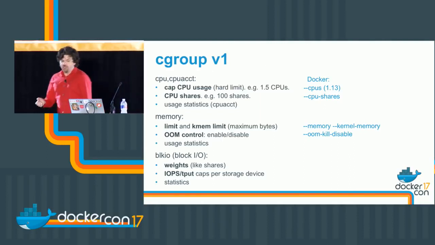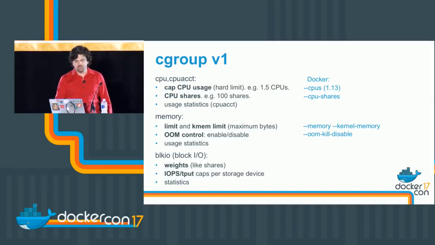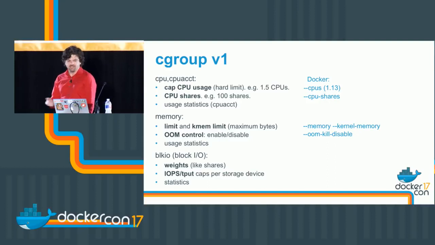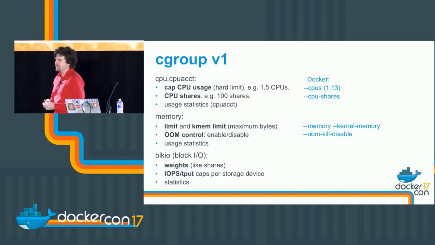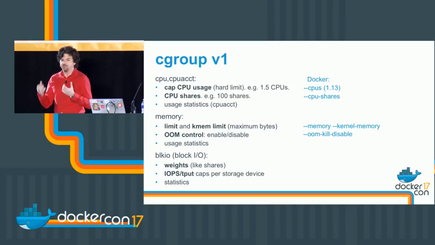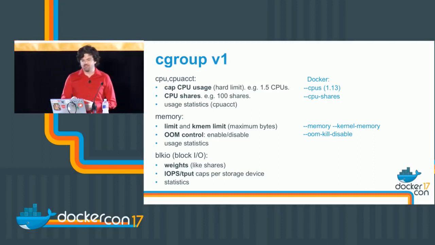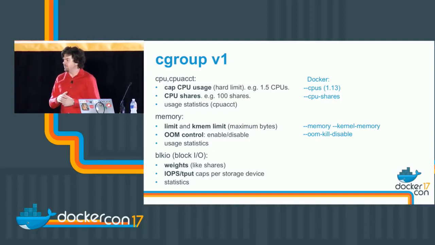With cgroup version 1, some of the key groups included the CPU cgroup, which is now CPU and CPU accounting, that has the caps for CPU usage. And so in Docker 1.13, we can now set that up. CPU shares for something more flexible and usage statistics. Memory has the limits, including kernel memory and out-of-memory killer. And block I/O has weights, IOPS, and throughput caps as well.